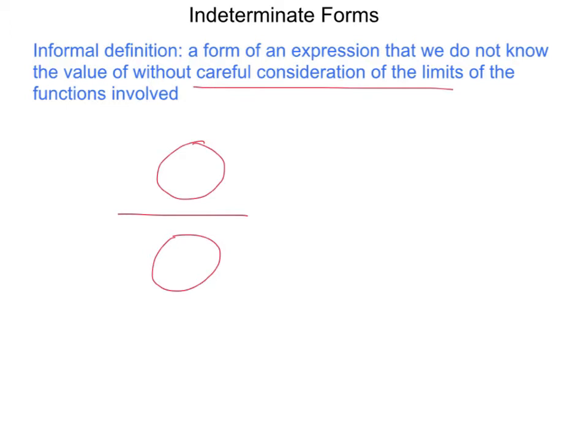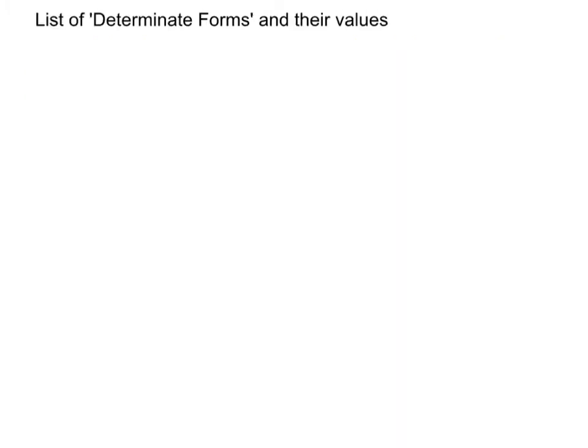So there are actually 7 different indeterminate forms that we're going to talk about. 0 over 0 is just one of them. Before I really show you what the indeterminate forms are, I'd like to show you what some determinate forms are. In other words, expressions that we totally know what they are. There's no debate, there's no question about what they are. So in this segment of the video, I'd like to make a list of determinate forms, and then I'd like you to figure out what their values are.